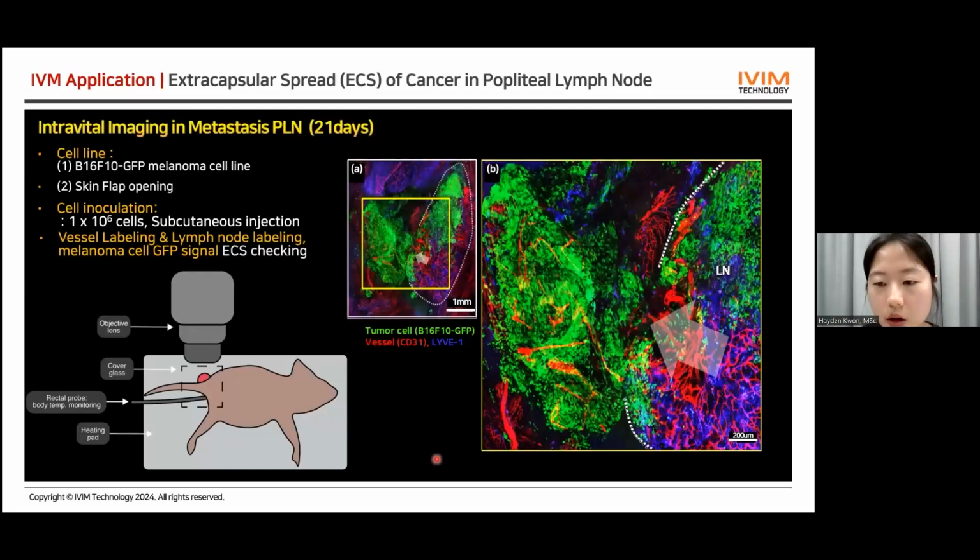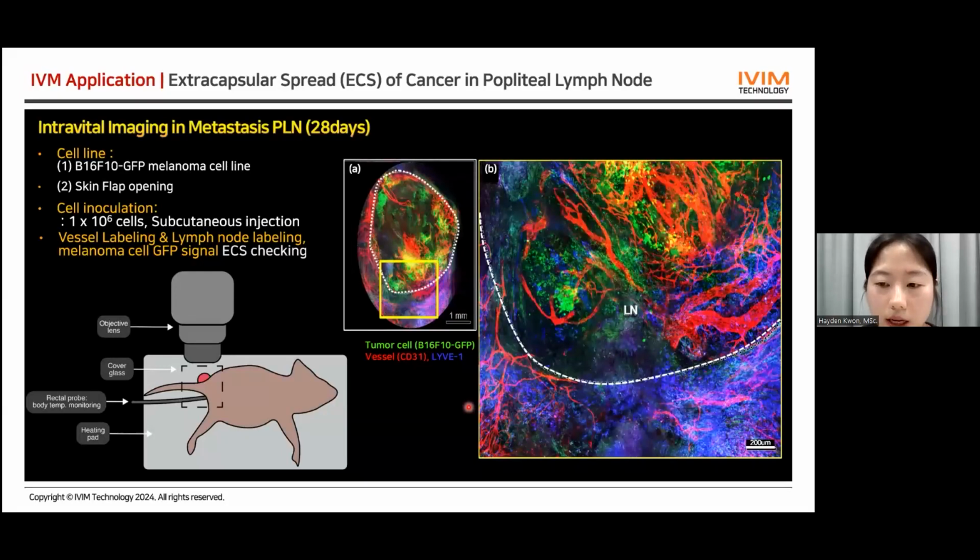On the 21st day, when we conducted imaging, we observed the metastasis occurring as cancer cells escaped from the popliteal lymph node, not only inside of the node, but also outside of the boundary marked by the white dashed line.